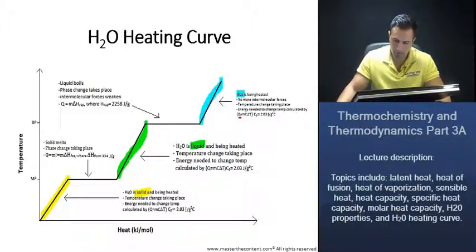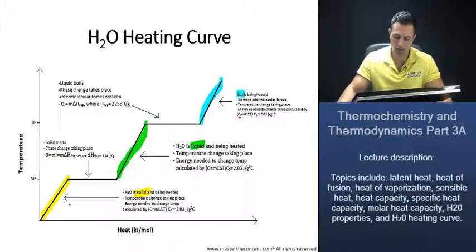As we go up our curve, we see that the H2O is solid and it is being heated. And therefore, because it is being heated, we also see that there's a temperature change taking place. And if we want to calculate the amount of energy that it takes to either cool or heat the solid right here, we can basically use this equation here. And our specific heat value is given to us as well.